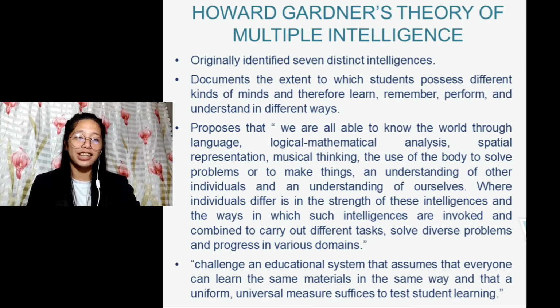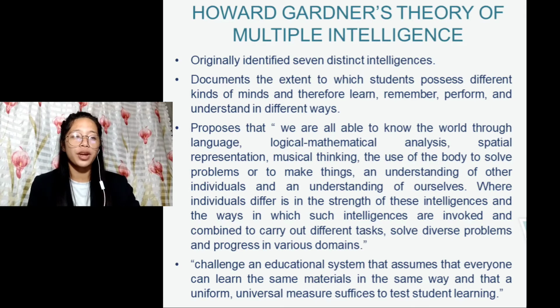In greater detail, the theory proposes that we are all able to know the world through language, logical mathematical analysis, spatial representation, musical thinking, the use of the body to solve problems or to make things, an understanding of other individuals, and an understanding of ourselves. Where individuals differ is in the strength of these intelligences and the ways in which such intelligences are invoked and combined to carry out different tasks, solve diverse problems, and progress in various domains.